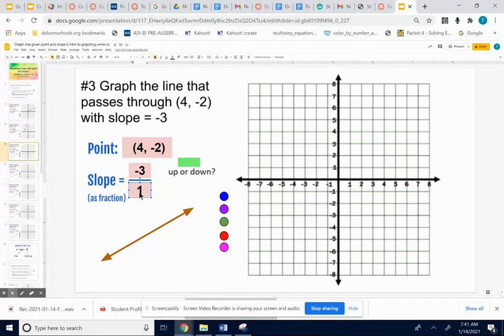And now, before I start graphing, I want to think about, is this going up or down? Okay, the slope is negative. Slopes that are negative go down. You could also look at the top number, the rise. Okay, -3/1. The rise is -3. That rise would be down if the rise is negative, and it is. Okay, we're going to go down 3/1 when we use the slope. Okay, down 3/1.